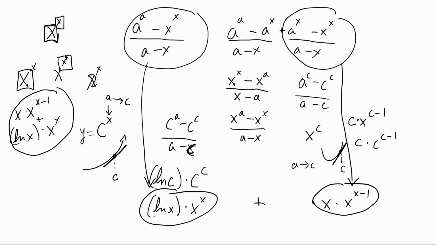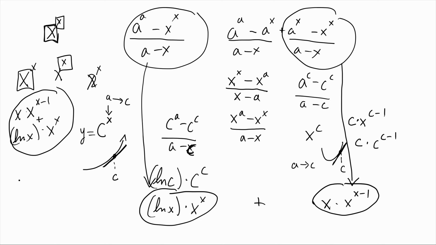In other words, the derivative of x to the x is simply just the two rules added. It's just the power rule plus the a to the x rule for derivatives added together. And this limit switching business helps us to see that.